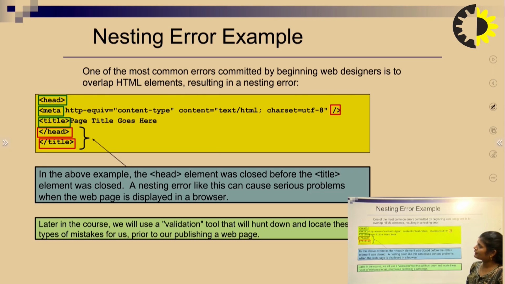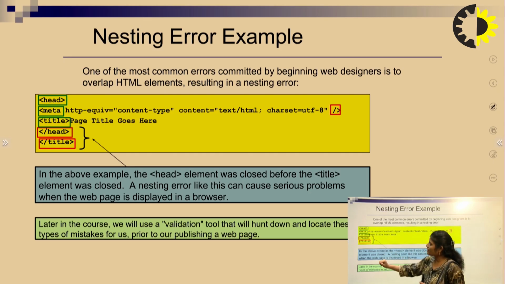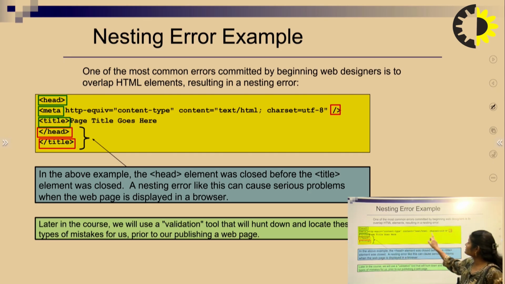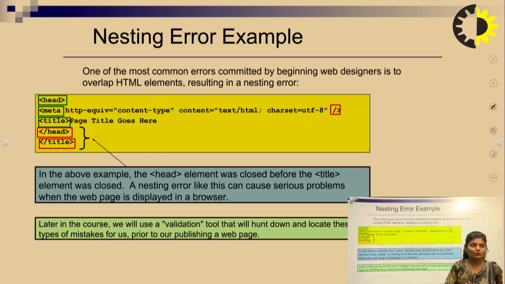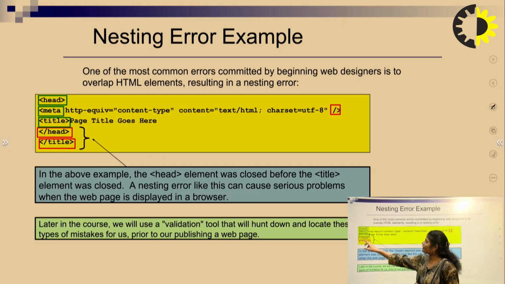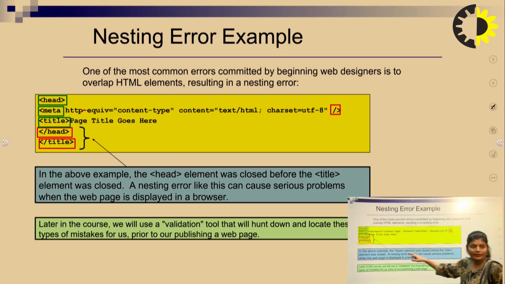So see here, the head tag starts. After that the meta tag starts, and the meta tag is a self-closing tag. Okay. Then it is closed. Then the title tag starts, but here the title tag is not closed. First close the title and after that the head. So an error arises here, because this tagging is not properly nested.